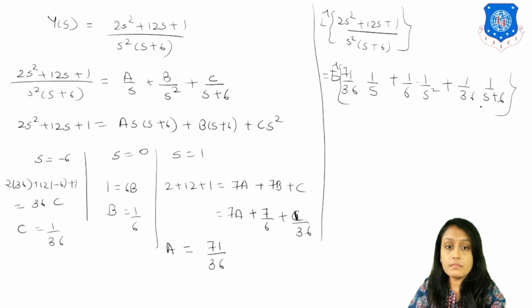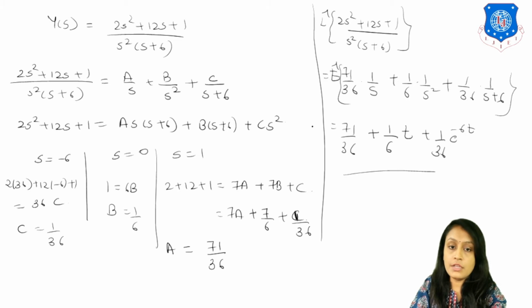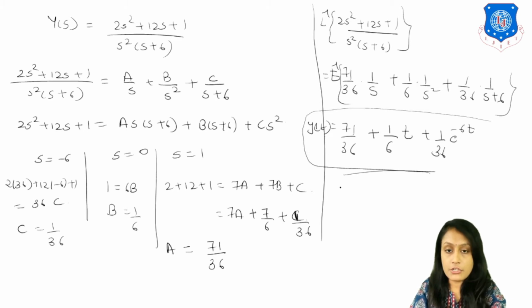Okay, so 71 upon 36 as it is, Laplace inverse of 1 upon s is 1, plus 1 upon 6 as it is, Laplace inverse of 1 upon s square is t, plus 1 upon 36 as it is, and Laplace inverse of 1 upon s plus 6 is e raised to minus 6t. Okay, so this is your final answer. So here you got y of t. This is the solution of the given differential equation.